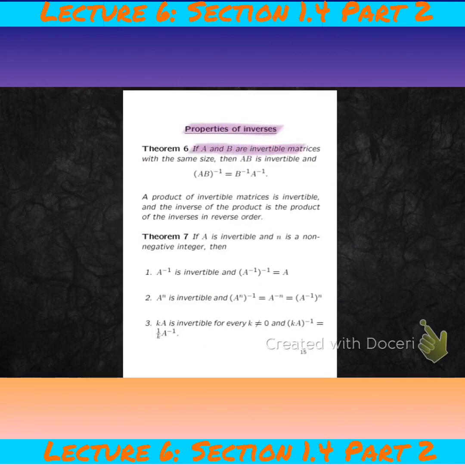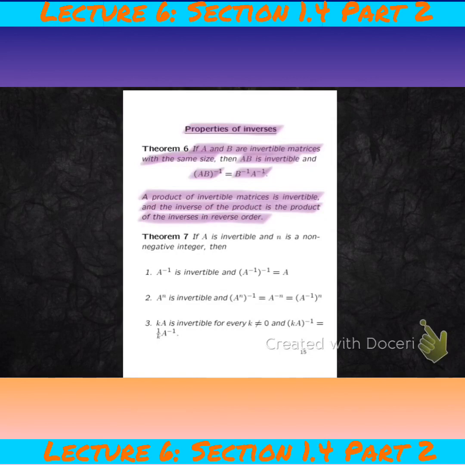If A and B are invertible matrices with the same size, then A times B is invertible, and in fact (AB)'s inverse can be determined as B's inverse times A's inverse. A product of invertible matrices is always going to be invertible, and the inverse of a product is the product of the inverses in reverse order.